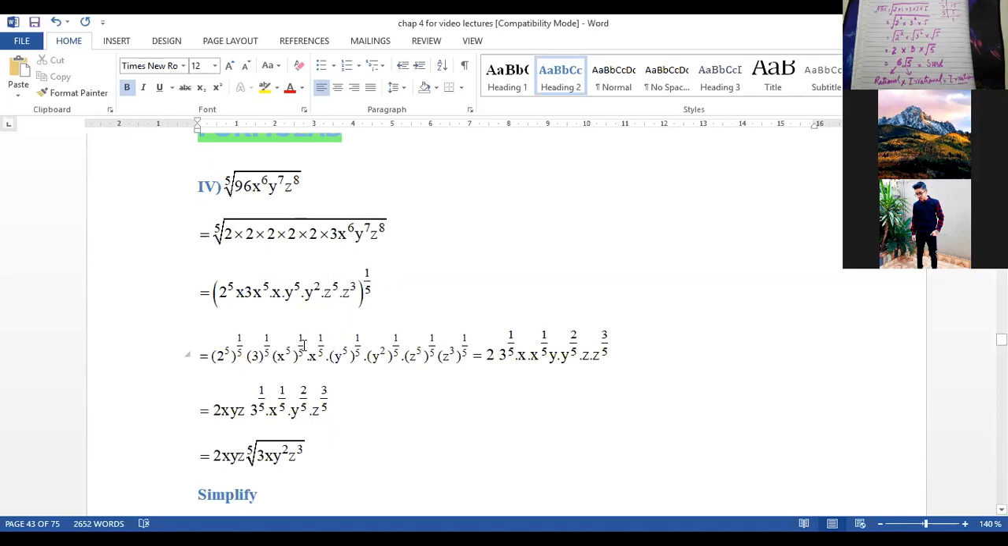And you can see what we have done: this y raised to power 5, this z raised to power 5, you can see that right here in this step, x raised to power 5 and 1 by 5, y raised to power 5 and 1 by 5, z raised to power 5 and 1 by 5. Straight away this 5 and 5 will be cancelled. But for these parts like x raised to power 1, y raised to power 2, z raised to power 3, it will not be cancelled directly. So those terms will be written as it is.